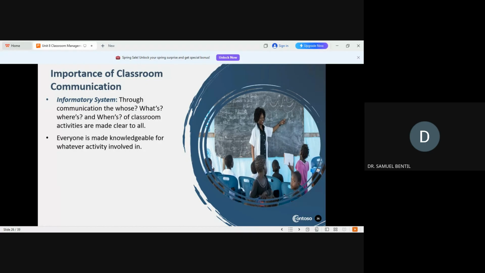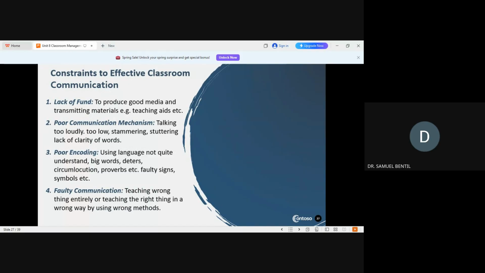And the other one is that it brings about an informatory system. Through communication, the questions of who's, what's, where's, and when of classroom activities are made clear to students. So everyone is made knowledgeable about whatever activity is involved. So these are signs that communication is very important. So please, as teachers, when we are communicating to our students, we should be very careful and mindful of the things that we communicate.